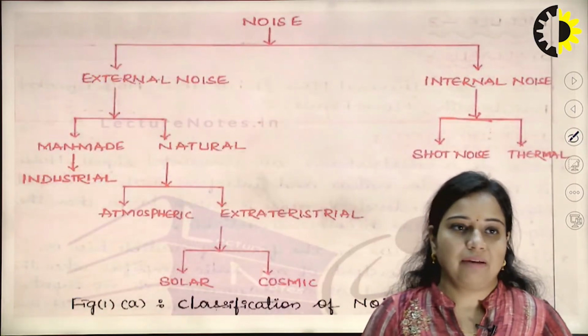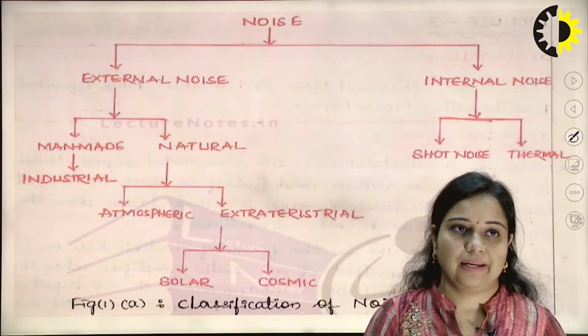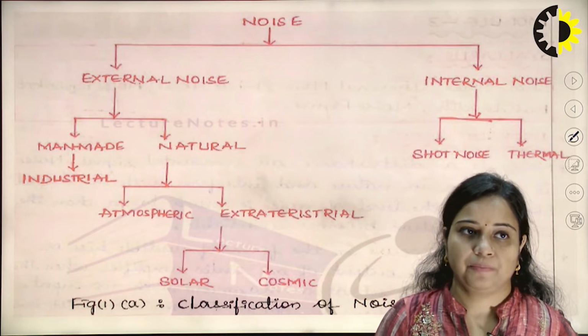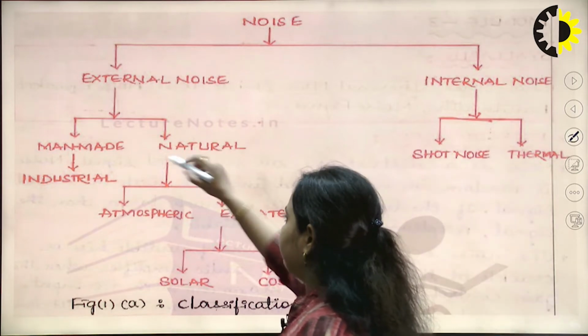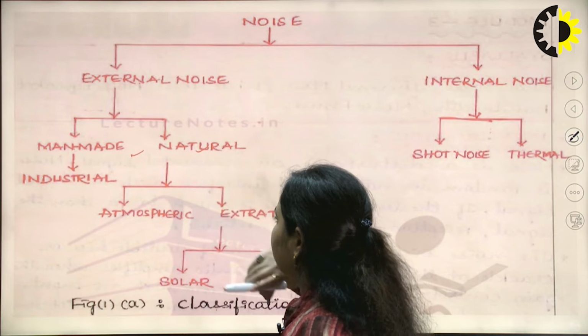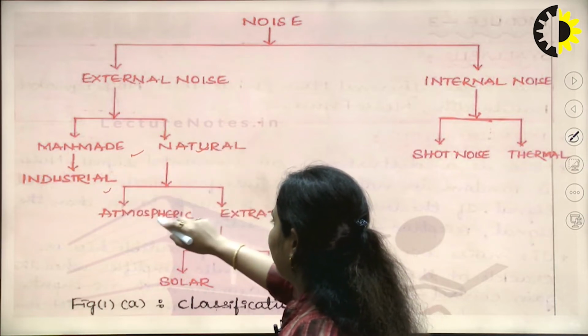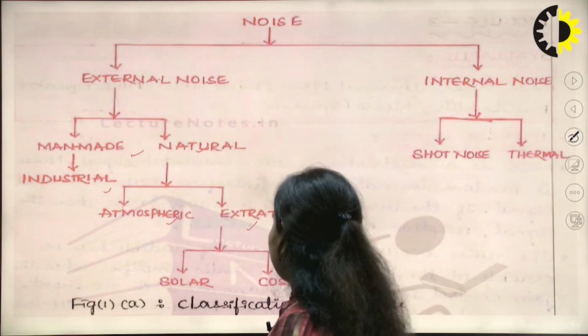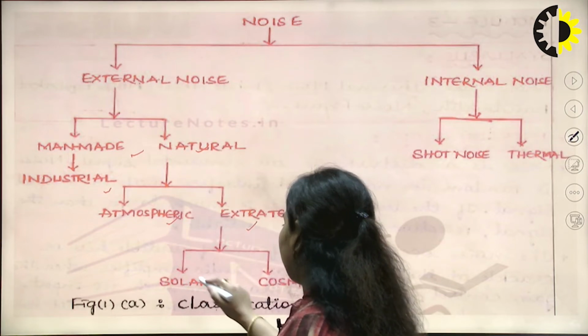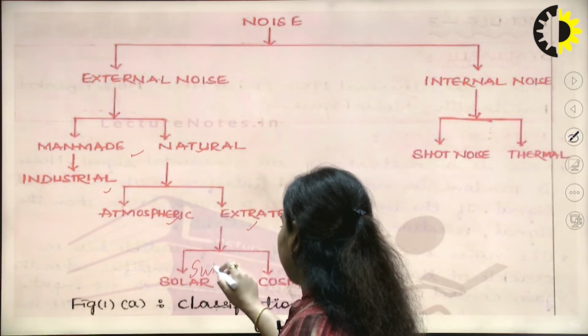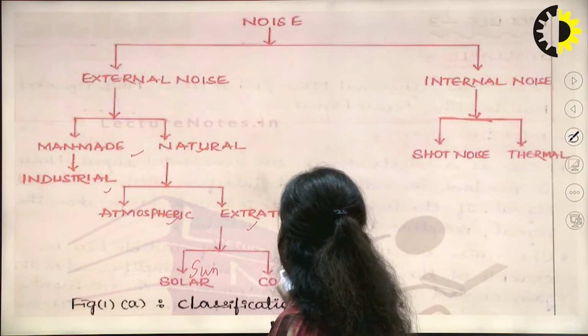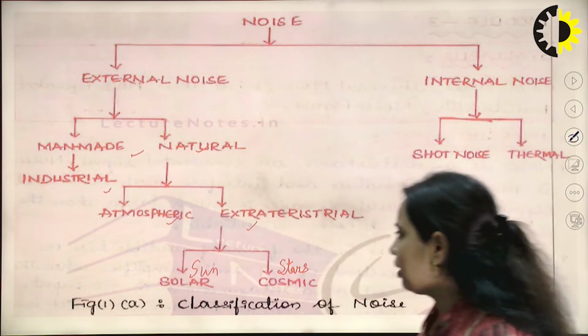Now, noise can be of two different types: external noise and internal noise. External noise is man-made and natural noise. Man-made noise is industrial noise. Natural noise is atmospheric and extraterrestrial noise. Extraterrestrial noise due to the sun is known as solar noise, and when it is due to stars, it is known as cosmic noise. So, these are the two types of noise.